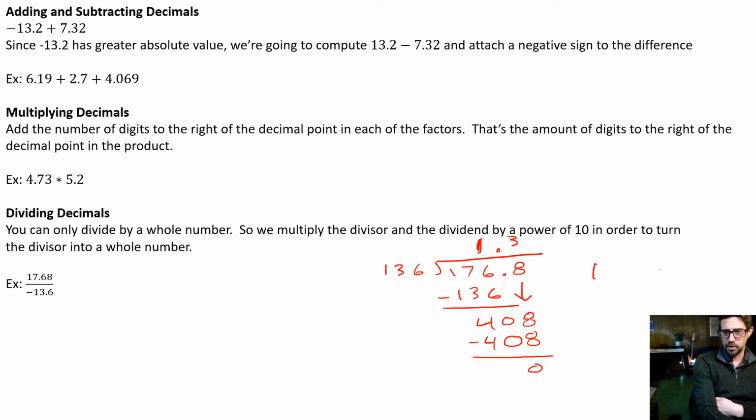So the answer is actually 1.3. And not quite, because it was 17.68 divided by negative 13.6. So it's negative 1.3. There you go.